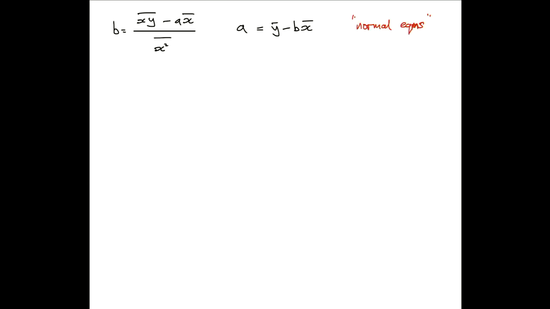So what we can do is plug the expression. B has A in its definition, so we can plug this expression for A into B and see if we can do anything with that. Let's do that. So we have B equals xy bar minus, well, this is y bar minus b x bar, and then that's all over x squared bar.